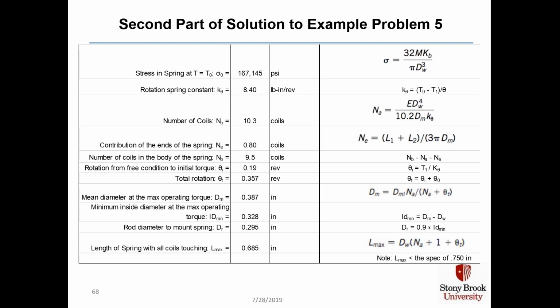The length of the spring with all coils touching, meaning the maximum length when you're at the maximum operating torque, is then 0.685 inches, which is still less than our spec of 0.75 inches, and so this is a successful solution.